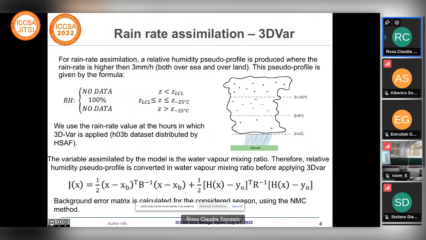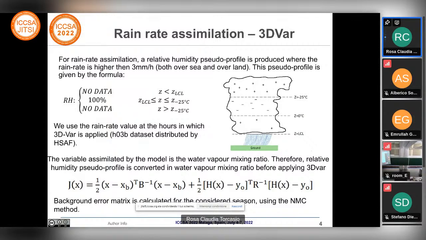The data we use is the rain rate value at the hours in which the 3D VAR is applied. Here we use the H03B dataset distributed by HSAF. We need to pay attention because the variable assimilated by the model is the water-vapor mixing ratio. So we need to convert the relative humidity profile into water vapor mixing ratio before applying the 3D VAR.